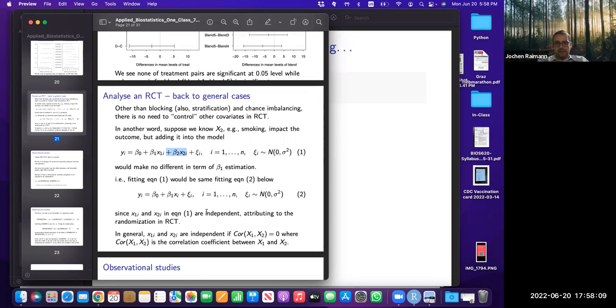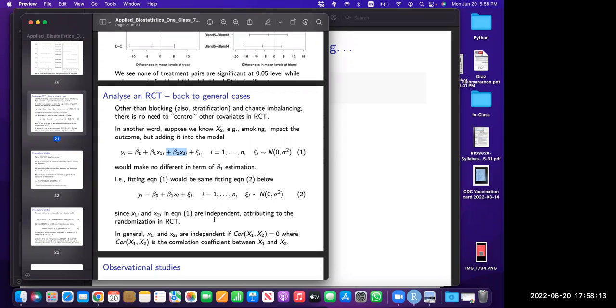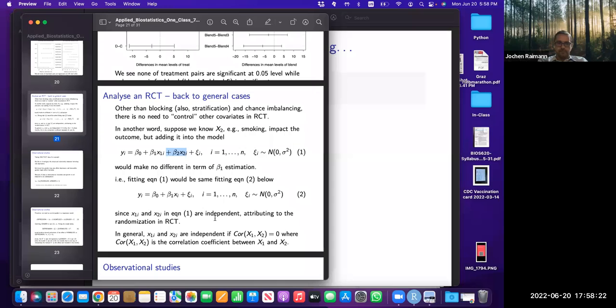Does that explain this slide a little bit more in detail? Yeah, so I see that the strength of the RCT is because of the randomization. This is mathematically showing us how that works. Correct. Yes. Okay, great. Yeah. Thank you.